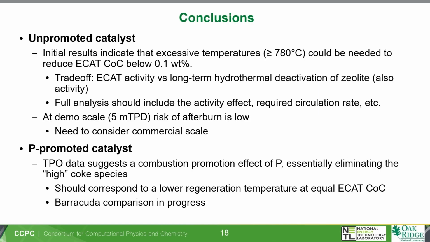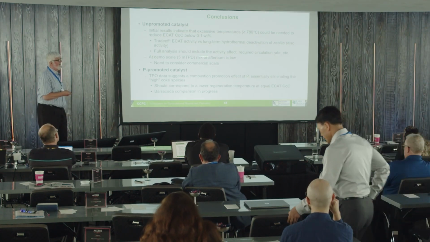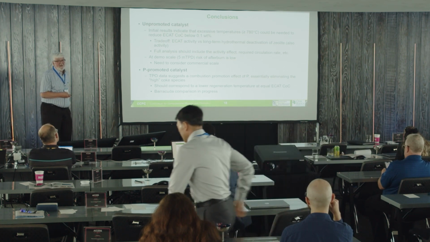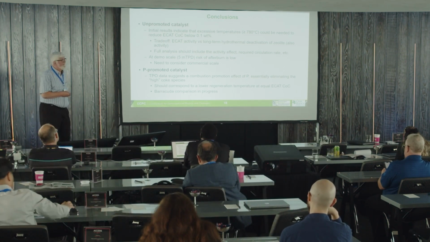Okay, conclusions. The initial results indicate that excess temperatures could be needed to reduce ECAT carbon on catalyst below 0.1%. Initial temperature 780. Like I said, that's alarming, right? So you've got a trade-off: ECAT activity back to the riser versus long-term hydrothermal deactivation of zeolite, which is also activity. So if you're really serious about this process, that needs to be explored.